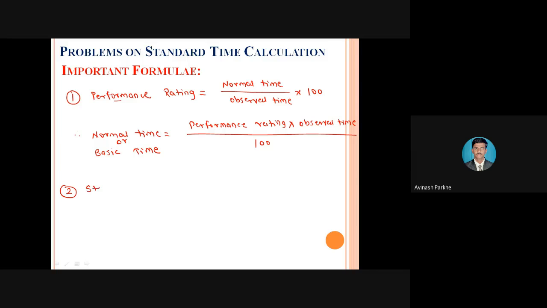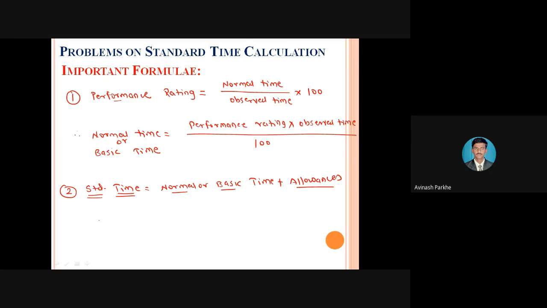And the second formula is standard time is equal to normal or basic time plus allowances. Different types of allowances will be given. Maybe personal allowance, fatigue allowance, contingency allowance, interference allowance, sometimes policy allowance is given. Therefore, whenever we calculate the standard time, we use the formula standard time equals normal time, also called basic time, plus allowances. Whatever type of allowance along with its percentage is mentioned in the numerical, we have to consider that during the standard time calculation.